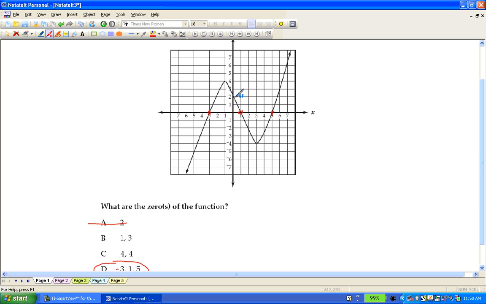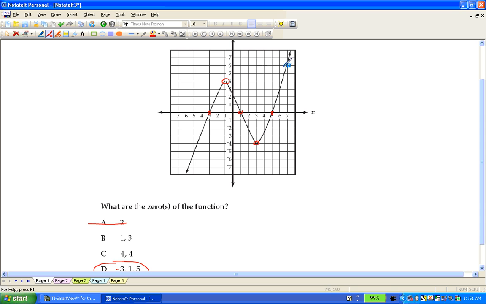Now, just to discount the other options. 2, that's where the graph crosses the y-axis, so we can call it the y-intercept. 1 and 3, well, those are 2 of the zeros, not all of them. 4, or negative 4 and 4, negative 4 and 4 are what we would call the local min and the local max.